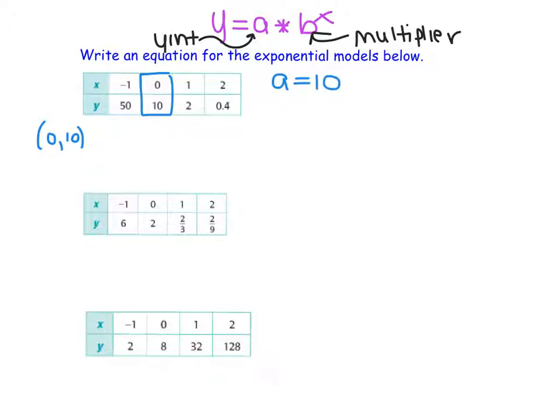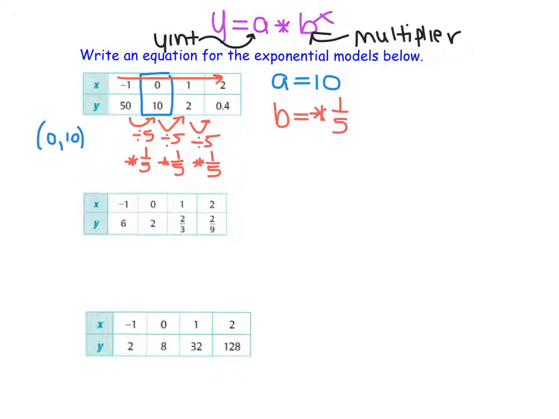I then notice that over time, I seem to be dividing by 5. So 50 divided by 5 is 10. 10 divided by 5 is 2. 2 divided by 5 is 0.4. And I remember that division of 5 is really multiplying by 1/5. So my multiplier value here, since I'm repeatedly dividing by 5, is that I am repeatedly multiplying by 1/5. So then from here I can take these two values and I can write my equation. So I have y is equal to my a value of 10 times my b value of 1/5 to the power of x.